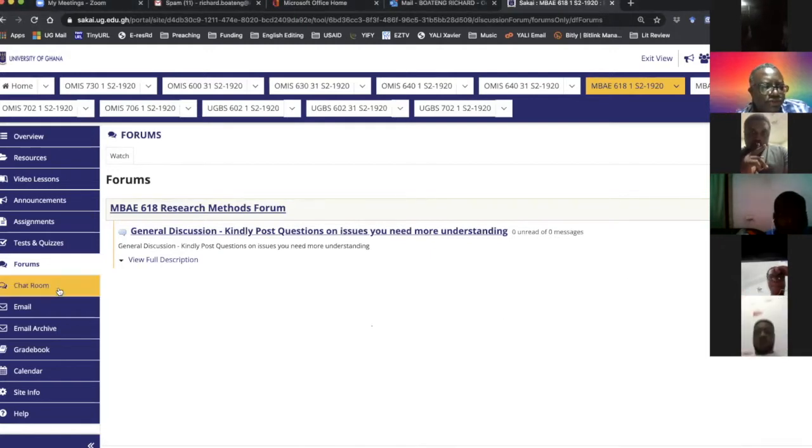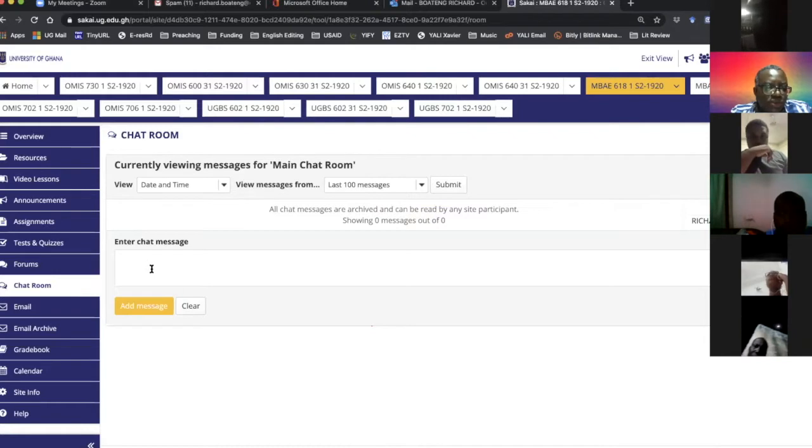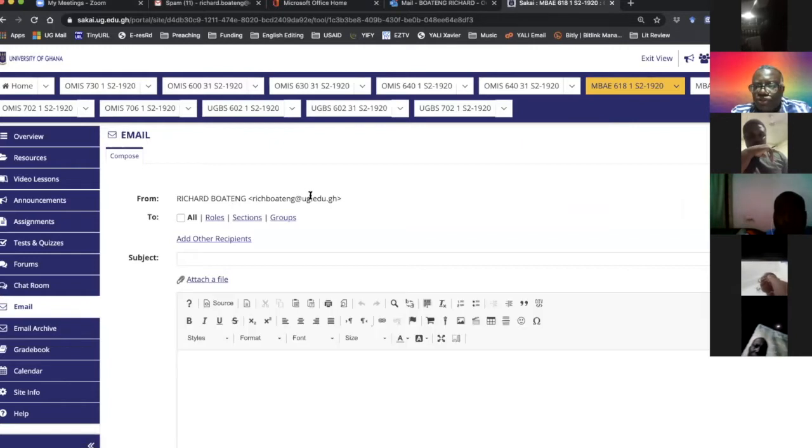Then you've got a chat room. The chat room has to do with chats between the students, having a good time, talking to each other. But I think you'll be doing that on WhatsApp already, so you may not use this one. Email is to email the lecturer, which is my email address, so you could choose to email me directly.